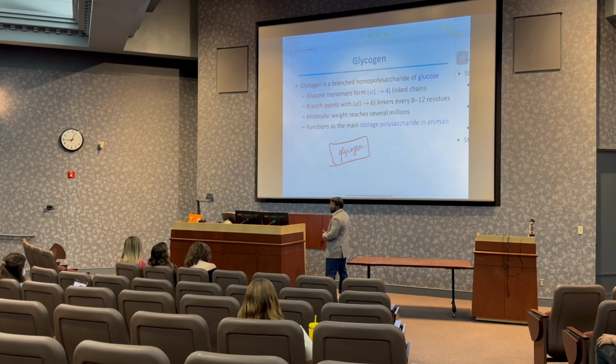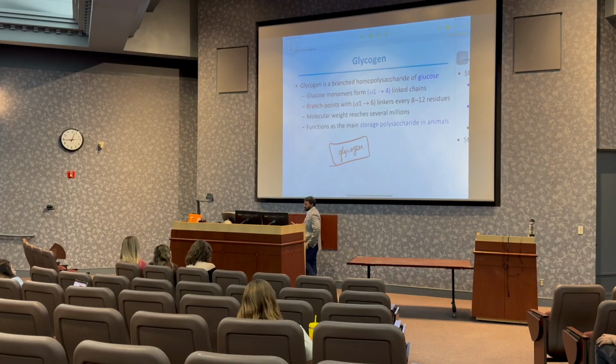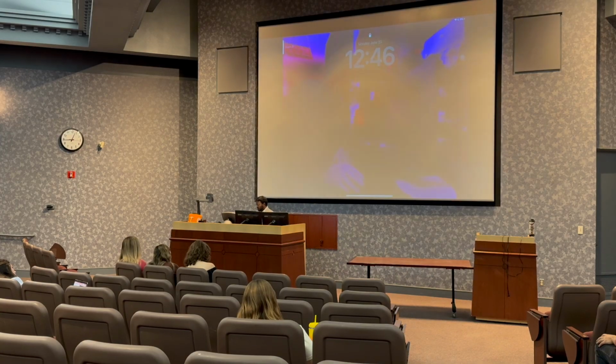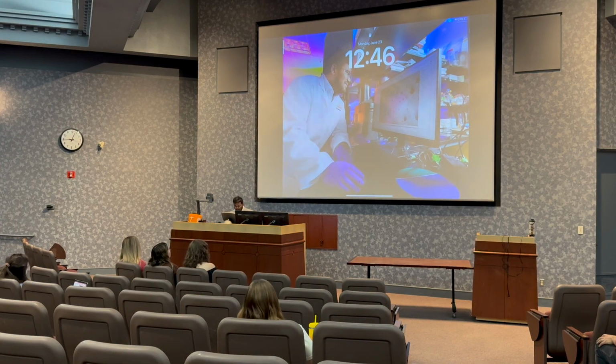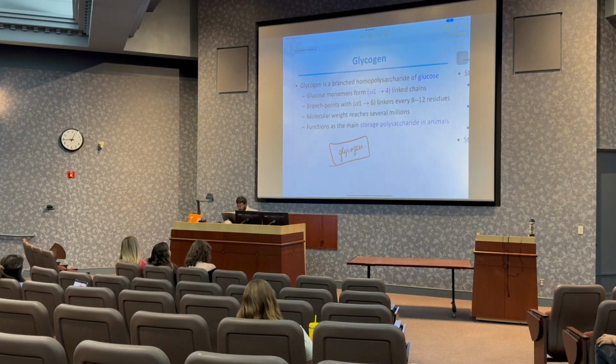So glycogen is also a polysaccharide, but it is made up of glucose, because you need glucose for energy, and all of them are made up of glucose. They are the monosaccharides of glycogen.